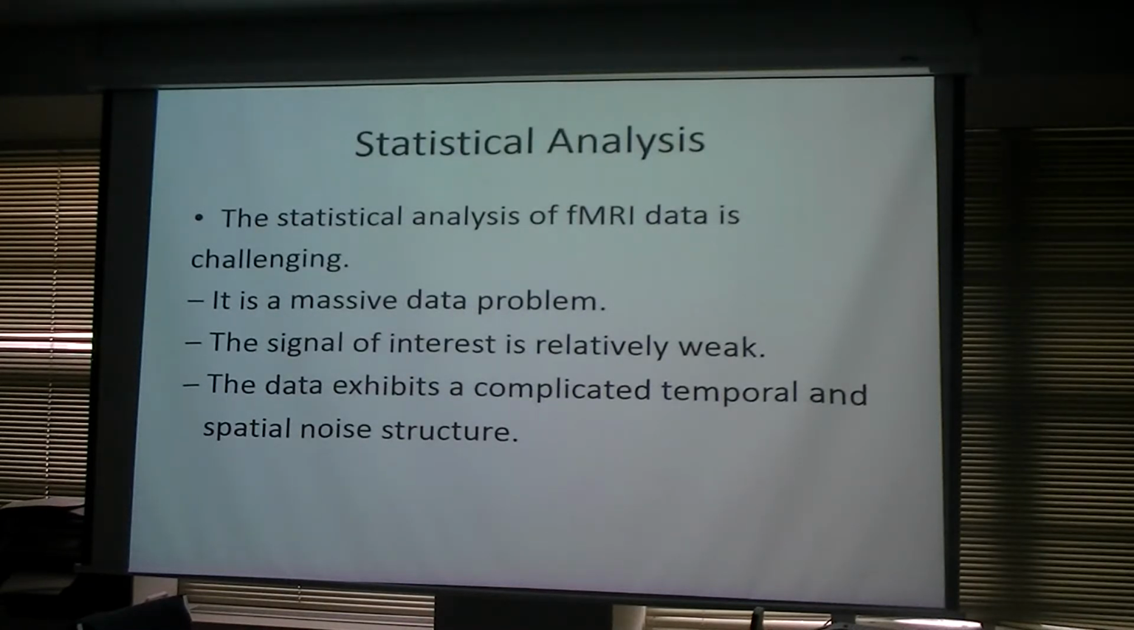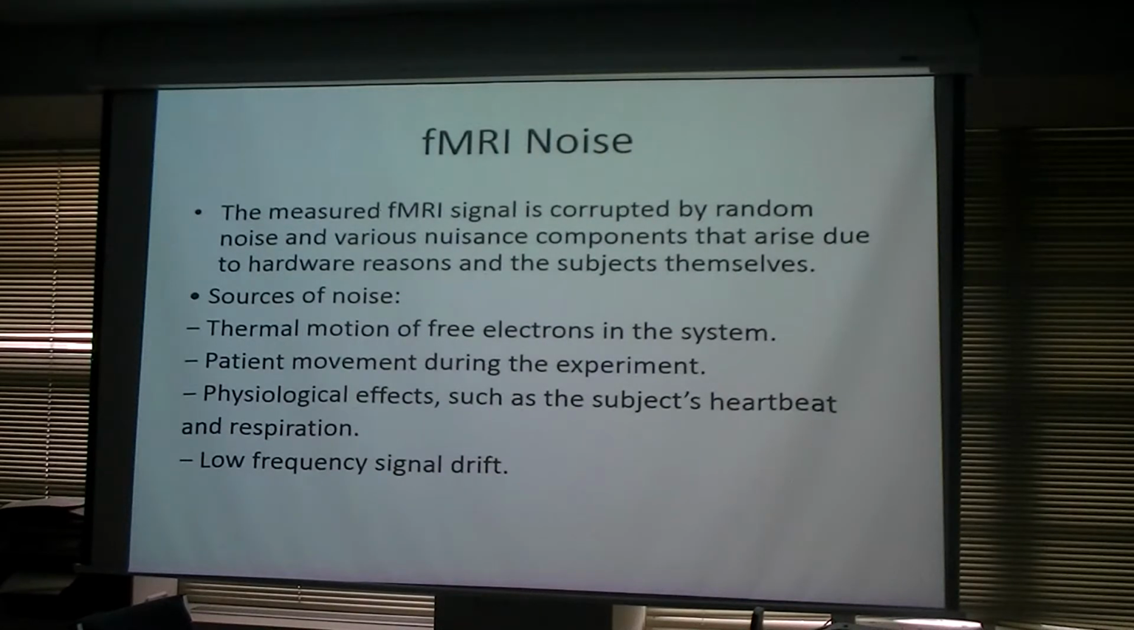The statistical analysis is a massive data problem: there is lots of data, the signal is relatively weak, and the data exhibits a complicated temporal and spatial noise structure. So we have lots of noise in our fMRI. The sources of noise include thermal motion of free electrons in the system, patient movement during the experiment, physiological effects such as the subject's heartbeat and respiration, or low frequency signal drift.